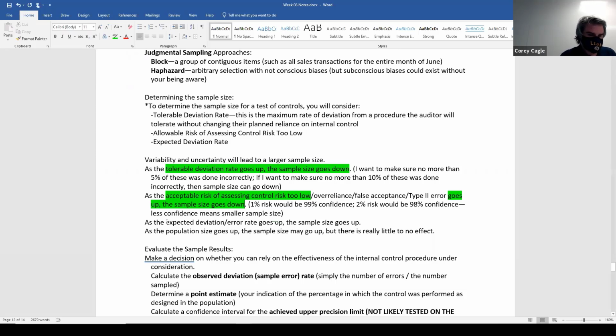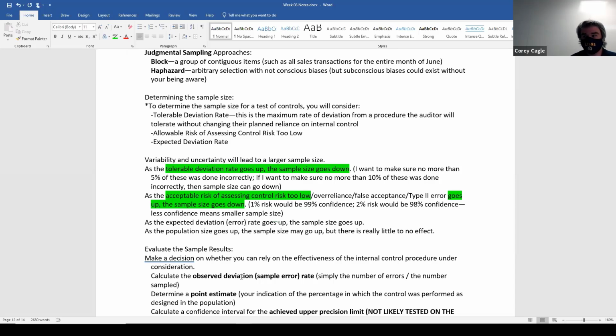And then as expected deviation or expected error, I'm not dividing here. Looks like a division, doesn't it? The expected deviation slash error rate is up. It makes it look like I'm dividing. Somebody look at that one. Why are you dividing? Yeah, this is better. As the expected deviation rate goes up, sample size goes up.